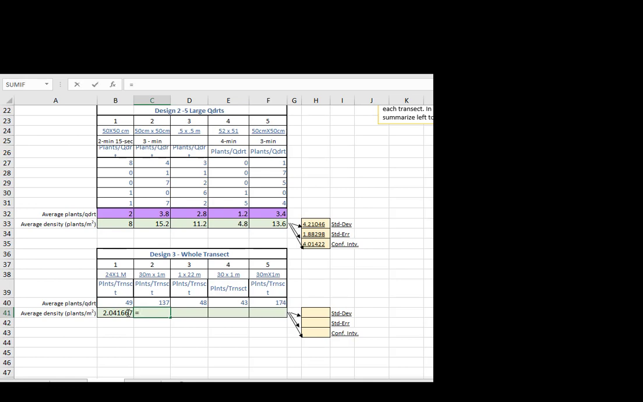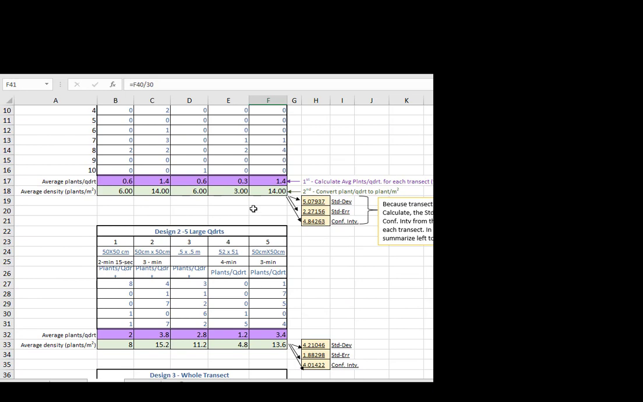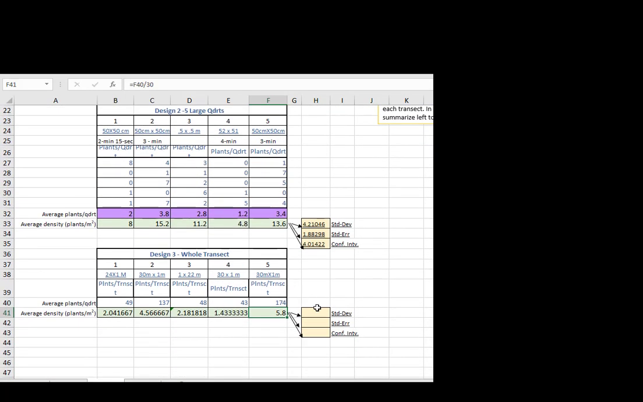And so in this case, it's going to be 137 divided by 30, and 48 divided by 22. This would have been really easy if everybody used the same transects. 43 divided by 30, and 174 divided by 30. Okay, now, so these numbers are a lot more in line with the numbers that we were getting from the other designs.